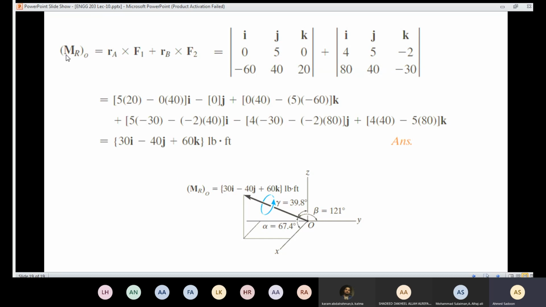And also, since this one is a vector, I can calculate the values of alpha, beta, and gamma. How am I going to do that? I'm going to divide the moment vector over its magnitude to get the unit vector, and then I will be able to calculate alpha, beta, and gamma like we have learned from the previous lectures. Okay, so I'm going to stop here. If you have any questions, please ask me.